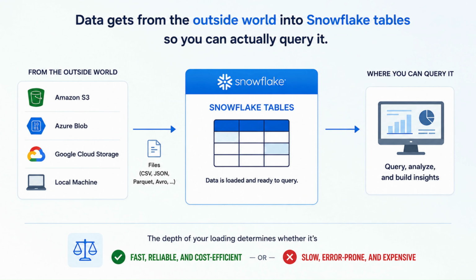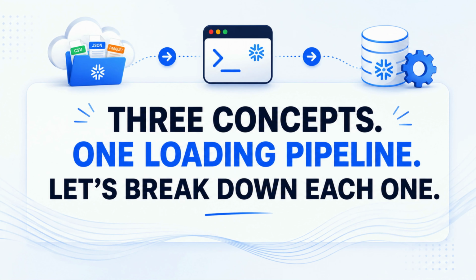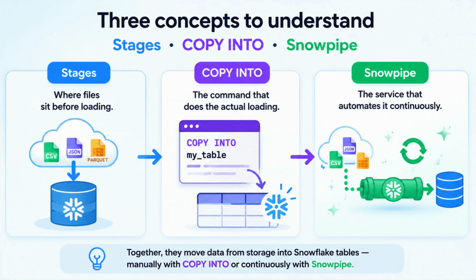It sounds simple, but there's real depth here that determines whether your loading is fast, reliable, and cost-efficient, or slow, error-prone, and expensive. Three concepts to understand. Stages, where files sit before loading. Copy into, the command that does the actual loading. And Snowpipe, the service that automates it continuously. Let's break down each one.